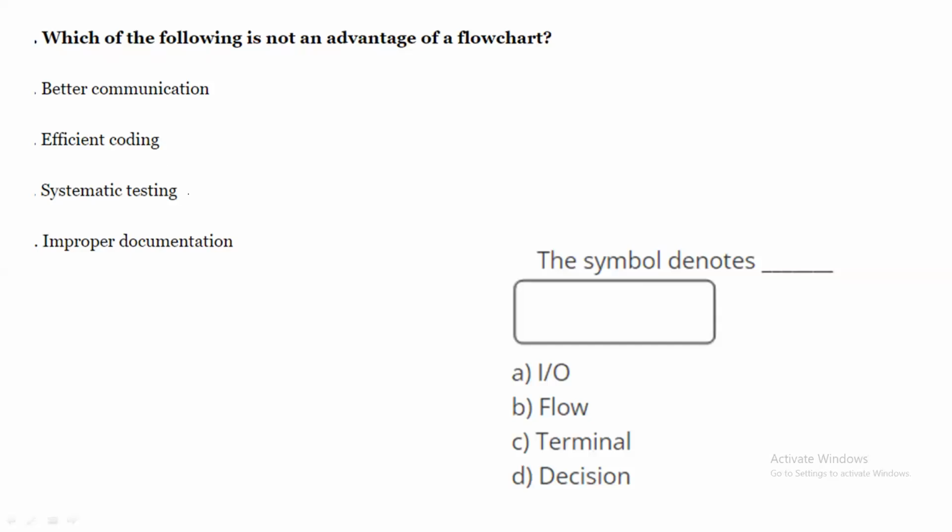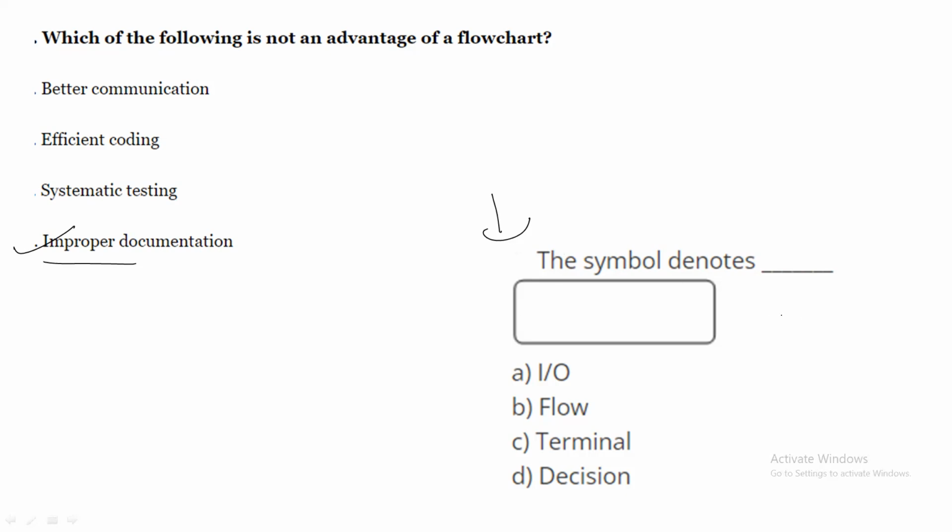The next question is, which of the following is not an advantage of a flowchart? Better communication? No, it's an advantage of a flowchart. Efficient coding? Yeah, it's an advantage of a flowchart. Systematic testing? Again, an advantage of a flowchart. Now, the fourth is improper documentation. So this is not an advantage. Why? Because the advantage is proper documentation, but the thing written here is improper documentation. So this will be the correct answer over here, that this is not an advantage of a flowchart. Okay, so let's move on to the next question now. The next question is, the symbol denotes.